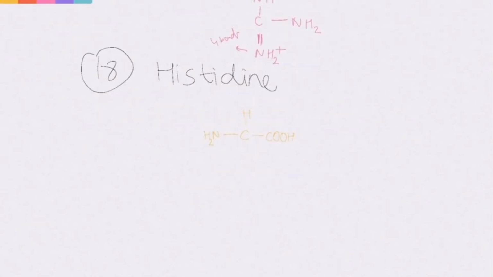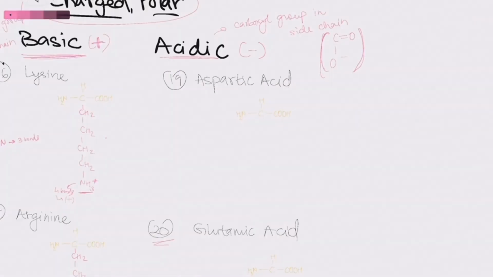Next, we have histidine. So histidine has a methyl group attached to a cyclopentane with 2 nitrogen atoms and 2 double bonds. And in this case, both of the nitrogen atoms would make 3 bonds. This is because the pKa of histidine is really close to the physiological pH of our body, and therefore when the pH of the body goes below the pKa of histidine, it would exist in the protonated form. Therefore, it's still a basic amino acid.